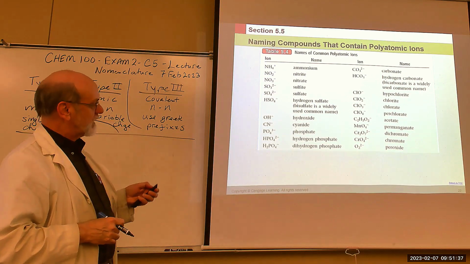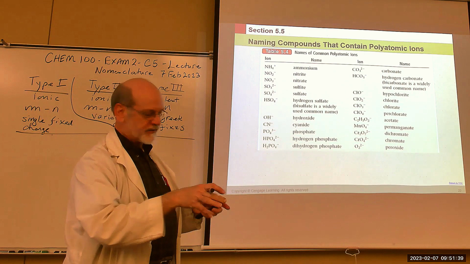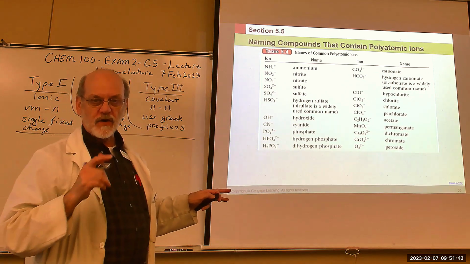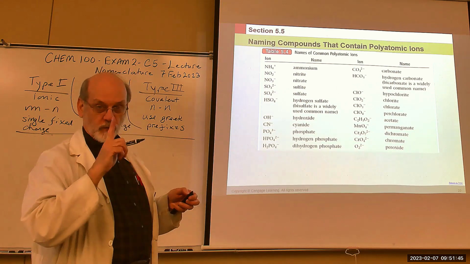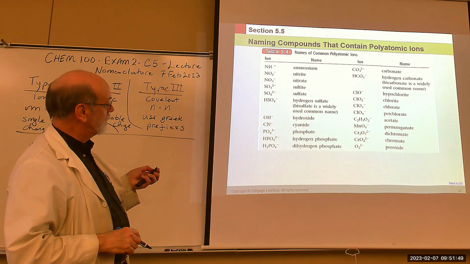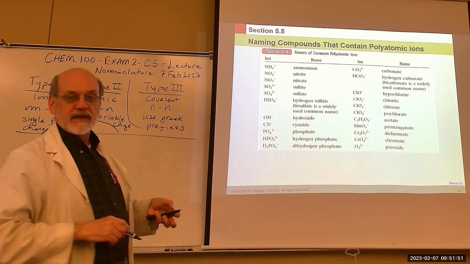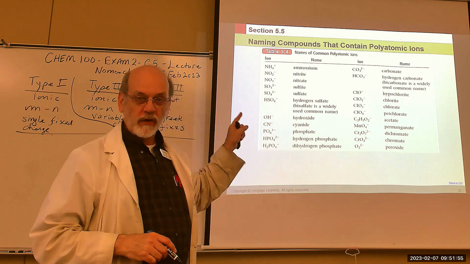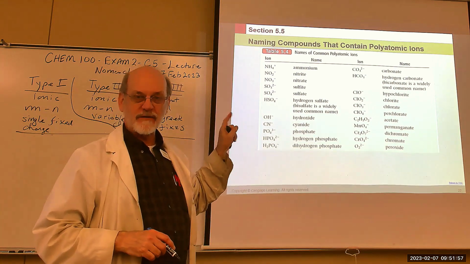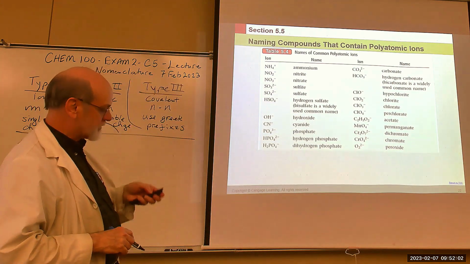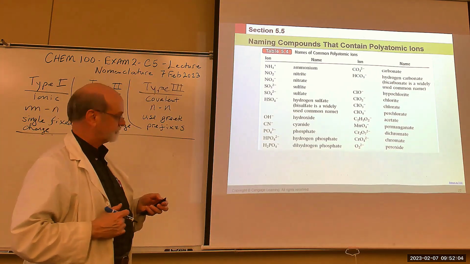Notice that in this list and in my list, all of the polyatomic ions are negatives, except for one. This one right here. Ammonium is a positive. It's a cation. That means that is the only one that can occupy the first position in a formula. The rest of them have to come in the second position.